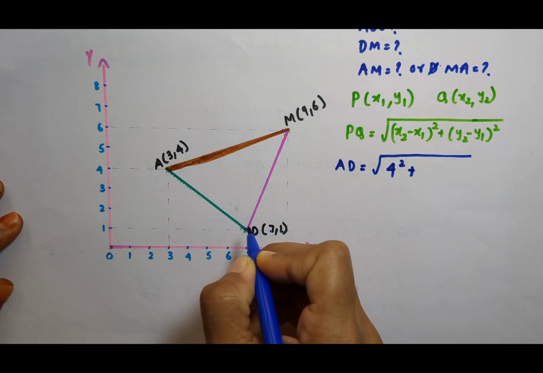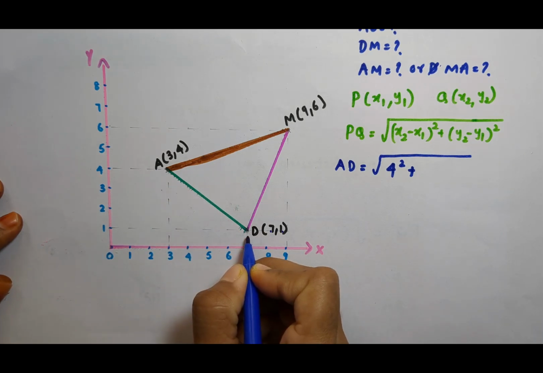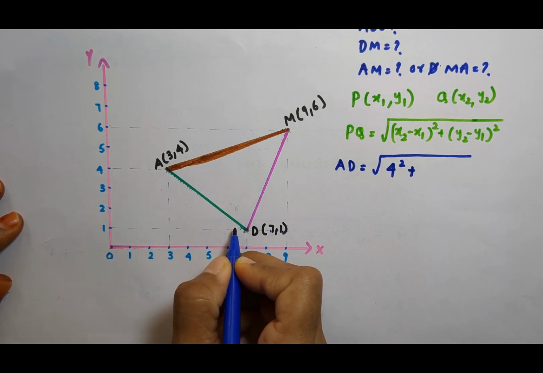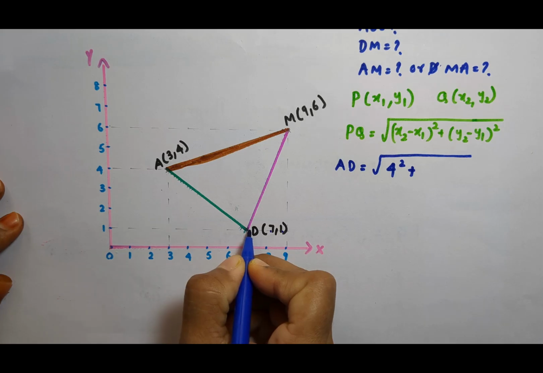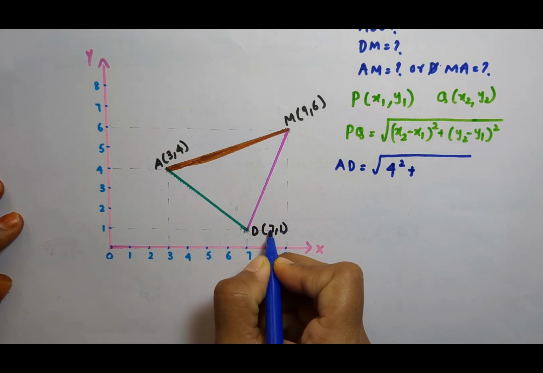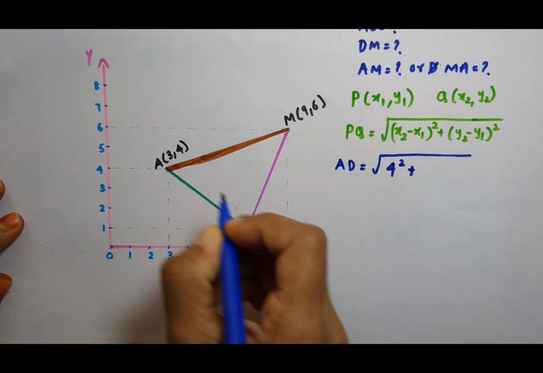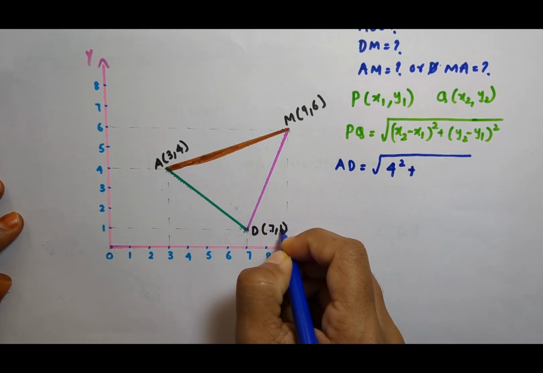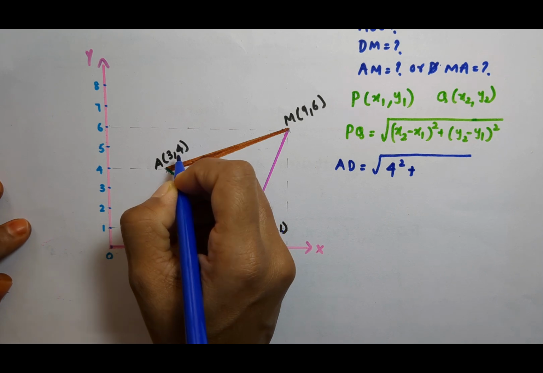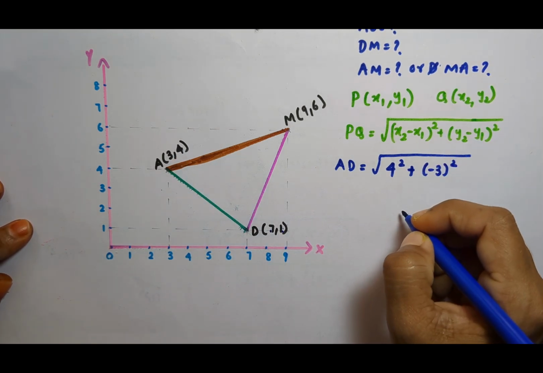Right. We are finding out the length of the side of this triangle. That is, we want to find out this length AD. So the equation is x2 minus x1, that is 7 minus 3, which is 4. So 4 square plus y2 minus y1. y2 is 1, 1 minus 4, is minus 3. So minus 3 all square.